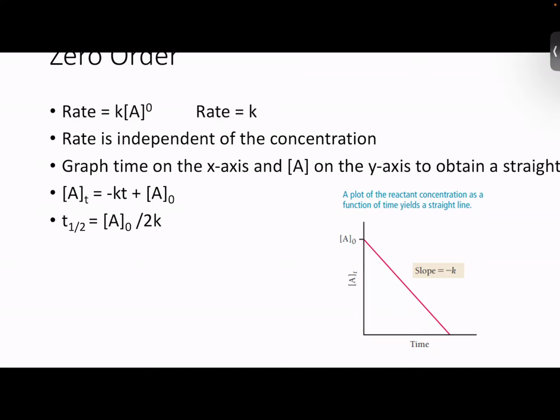When you are graphing, you will know it's 0 order if time on the x-axis versus the concentration on the y-axis gives you the best straight line. Meaning you will know that it is 0 order if time versus concentration gives you the best R squared for a straight line.